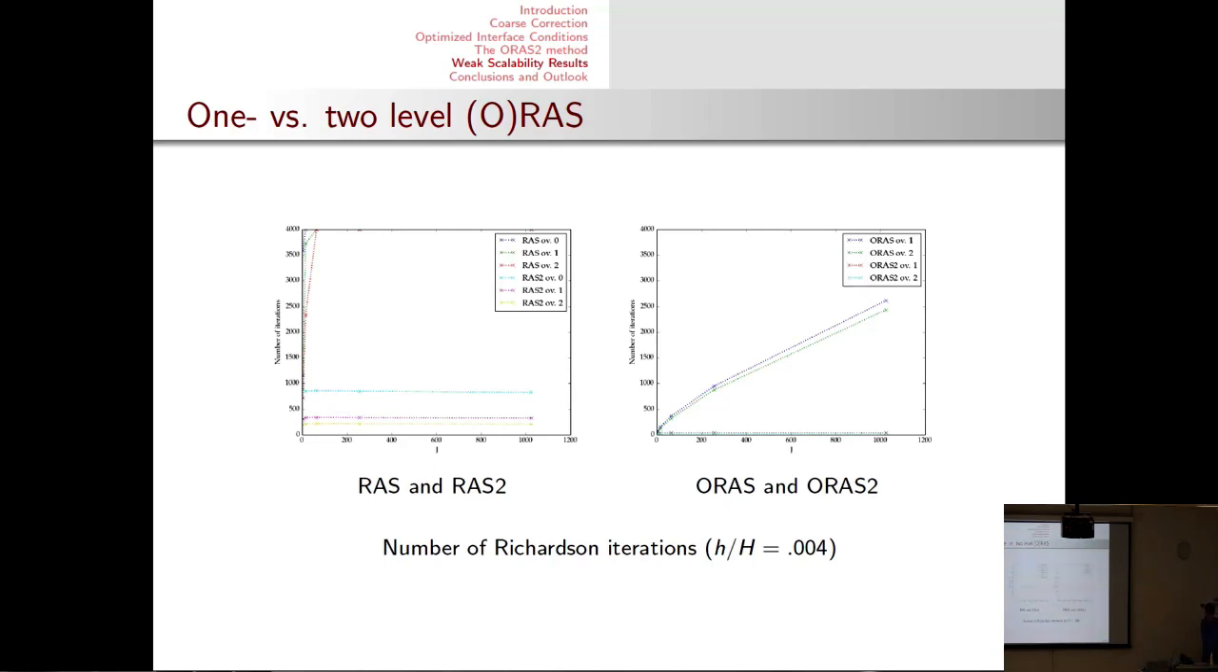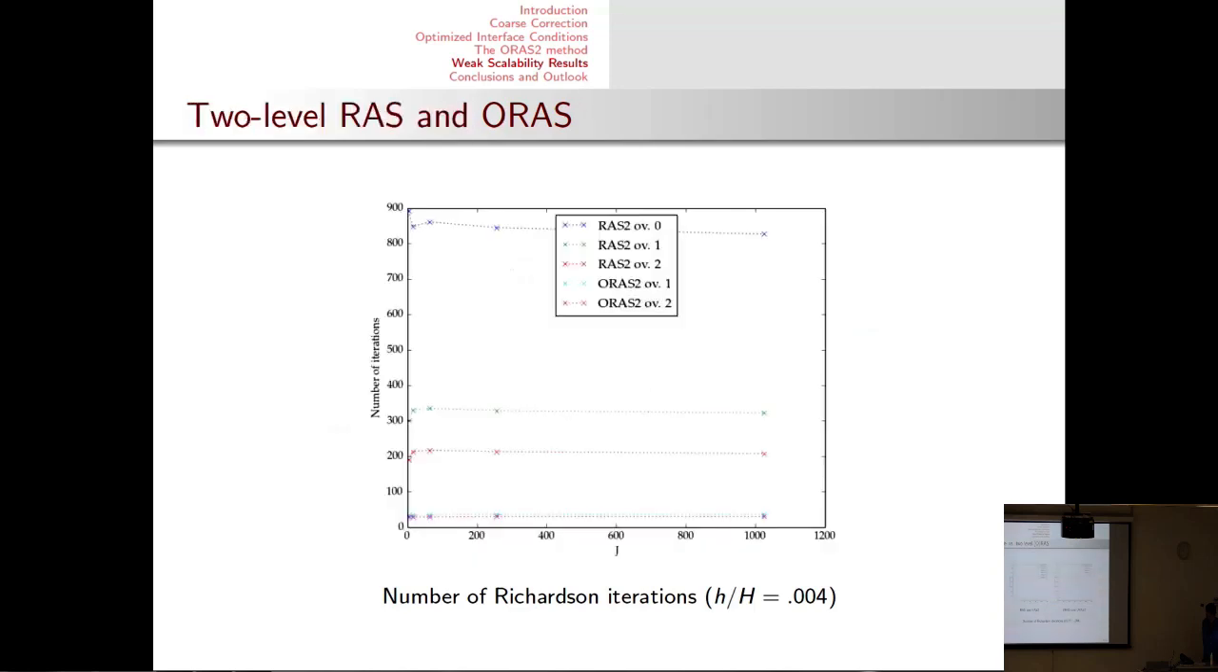So now I merge the two graphs, but keep only the two-level results. Here are the RAS2 results, and we see that ORAS clearly improves on the RAS2 method. Going from overlap 1 to 2 doesn't help much, but going from RAS2 to ORAS2 clearly helps. So that's for the number of iterations.